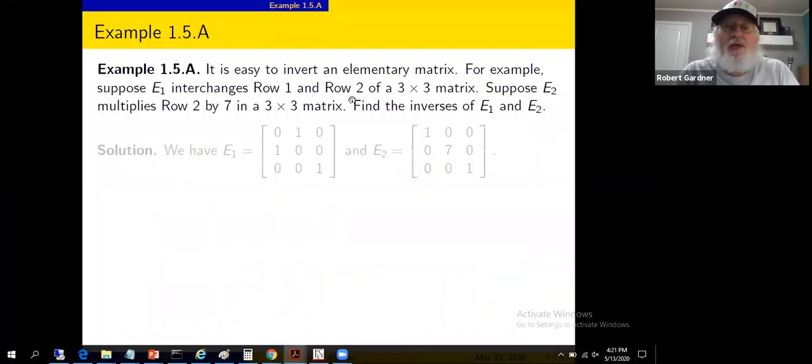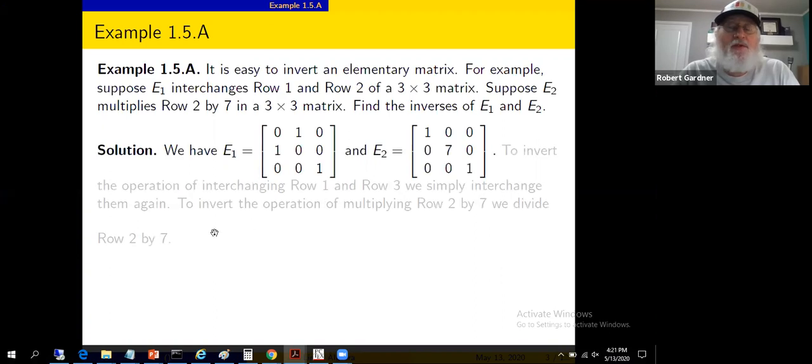Okay, E1 interchanges row 1 and row 2 of a 3x3 matrix. All right, so we'll take the 3x3 identity matrix and interchange row 1 and row 2 in it. And that'll produce this elementary matrix E1. That gives us a second elementary matrix. E2 multiplies row 2 by 7 in a 3x3 matrix. Okay, so we'll start with the 3x3 identity, multiply row 2 by 7, introduces a 7 here.